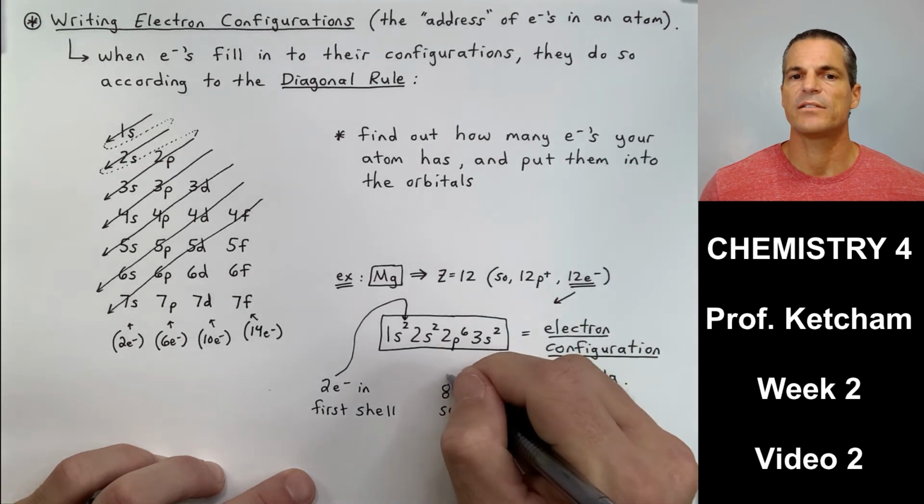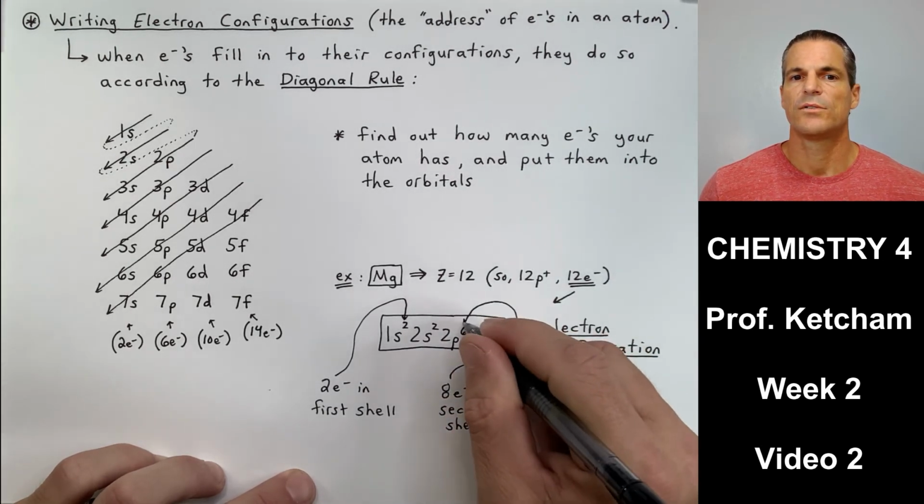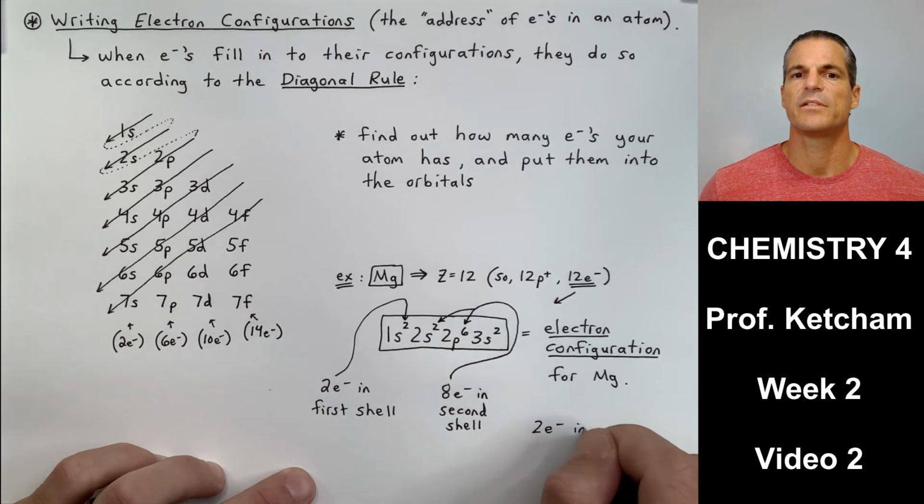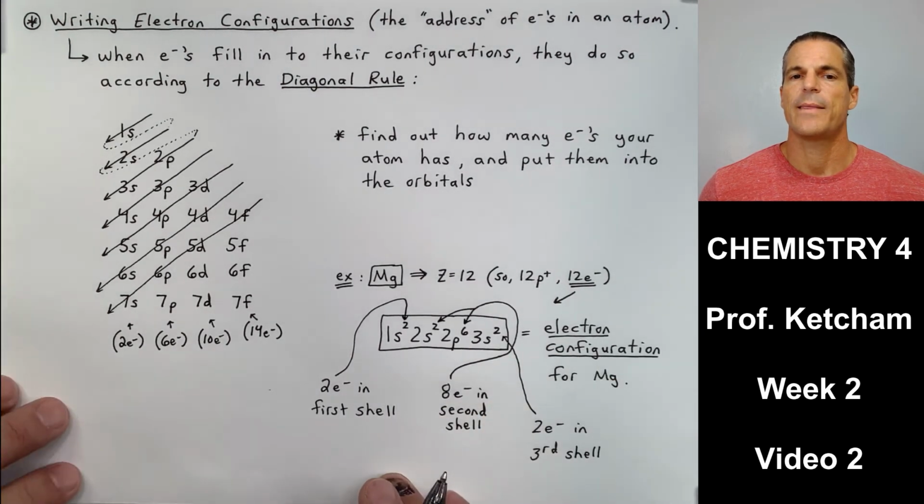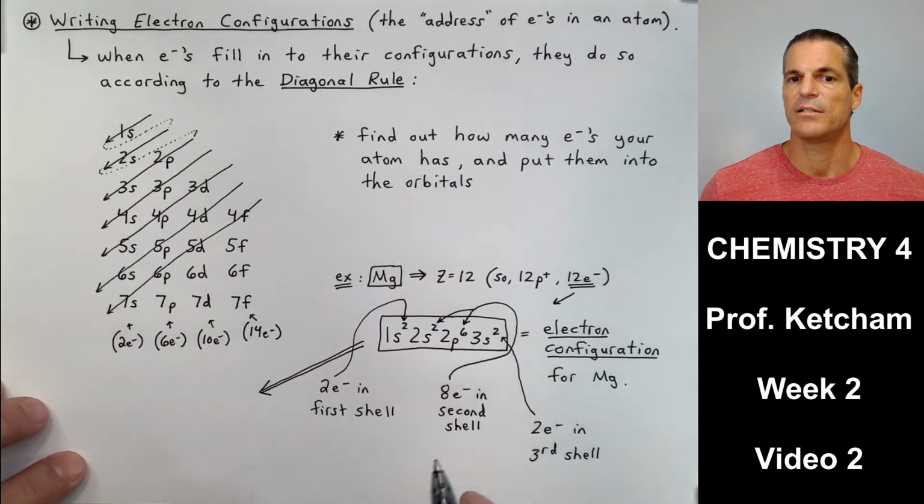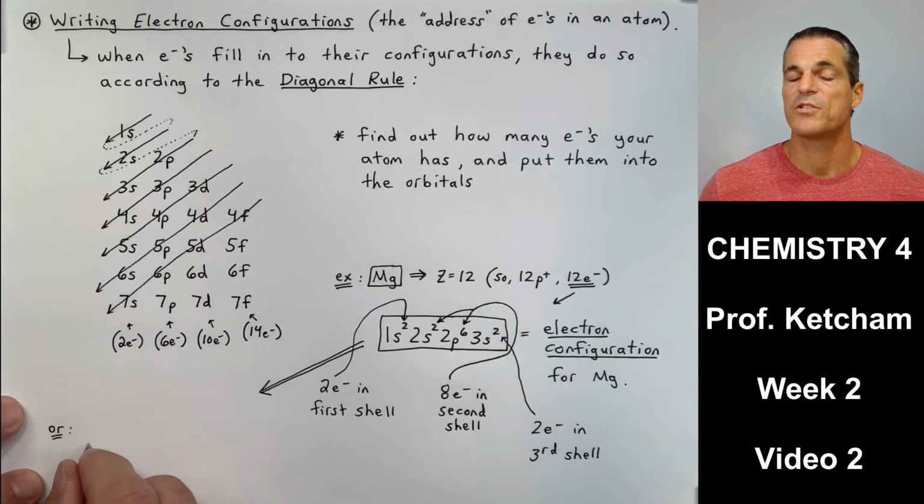You see the exponents? 2, 2, 6, 2, 2, 4, 10. My exponents add up to 12. I know I've done this right. Okay? So that is an electron configuration for magnesium. In other words, it's an electron arrangement.